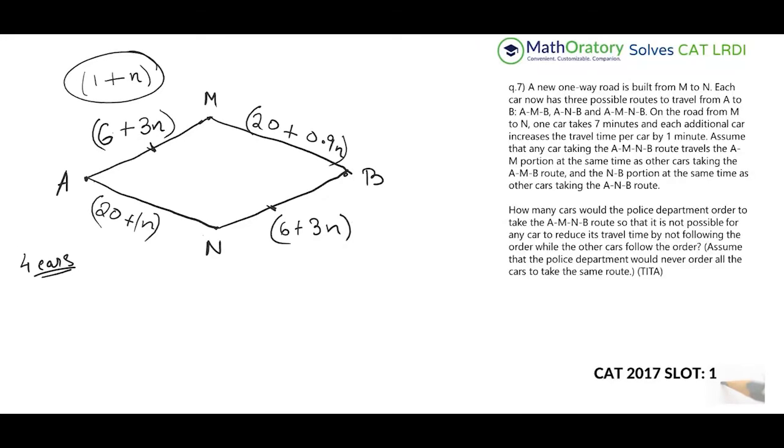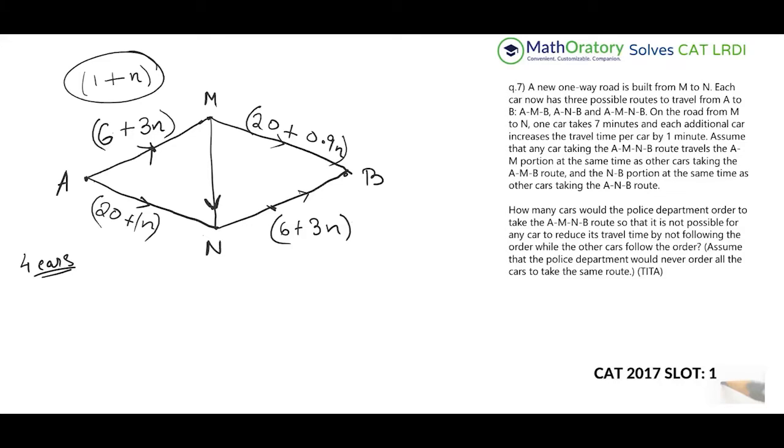So this question is saying that a new one-way road is built from M to N. So now there's a connection from M to N. I should have given directions earlier. I didn't do that because that was not required. Let me do that now. So these are the directions in which the travel is happening. So M to N is the direction here. So the road is built from M to N.